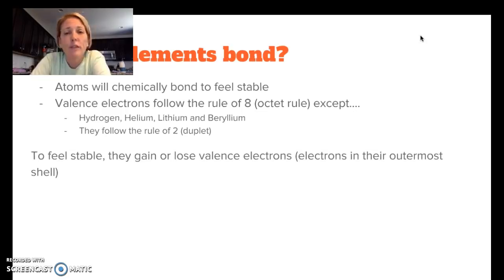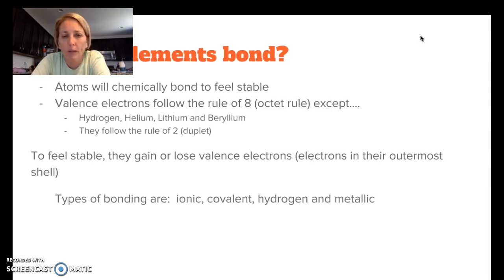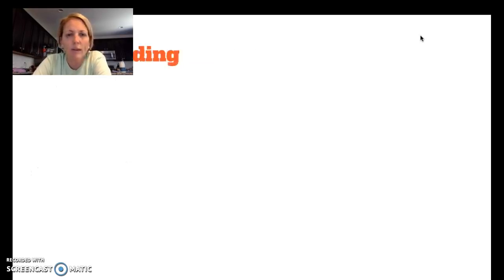Okay, so to feel stable, they are going to lose or gain valence electrons. And valence electrons are those electrons in the outermost shell. There are 4 types of bonding, 2 of which we're going to talk about in greater detail. We're going to talk in great detail about ionic and covalent, but there's also hydrogen and metallic bonding as well. So let's start with ionic bonding.